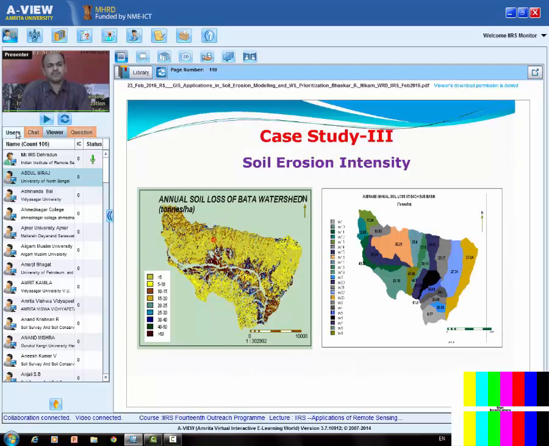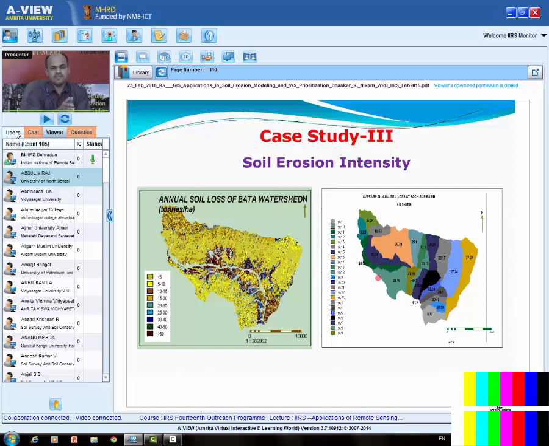And the third option could be, we have done this soil erosion annual soil loss thing. Just overlay your sub-watershed boundary on this soil loss and extract the average soil loss for each sub-watershed and give the highest priority to the watershed having the highest soil loss, where you can see here I think 49 point something was the highest soil loss. So the first priority will be given to this sub-watershed.